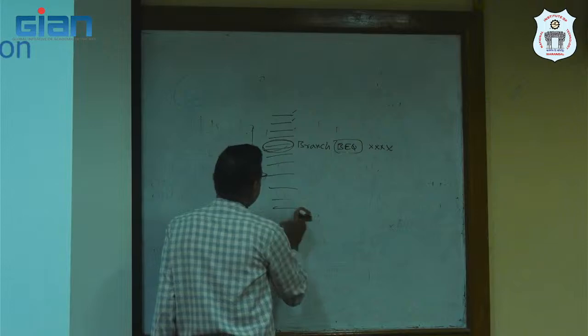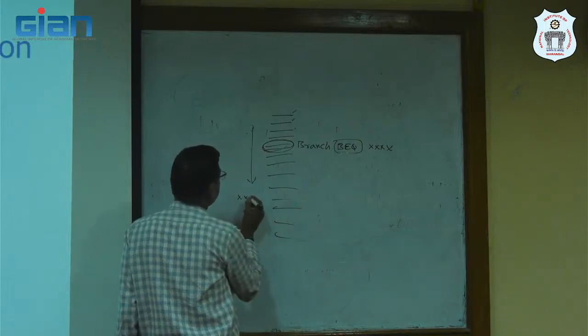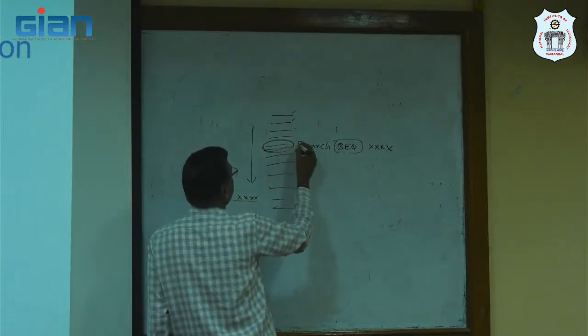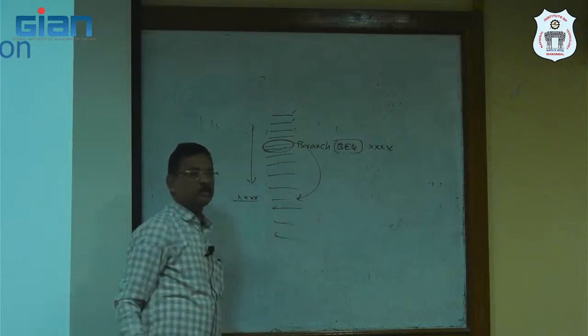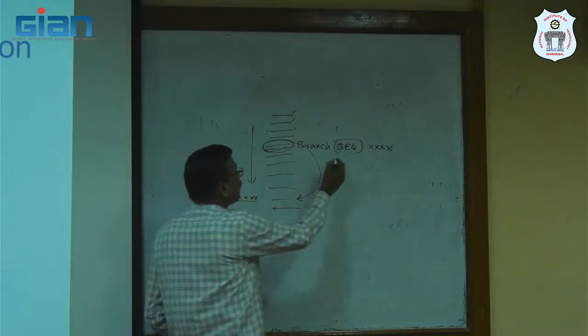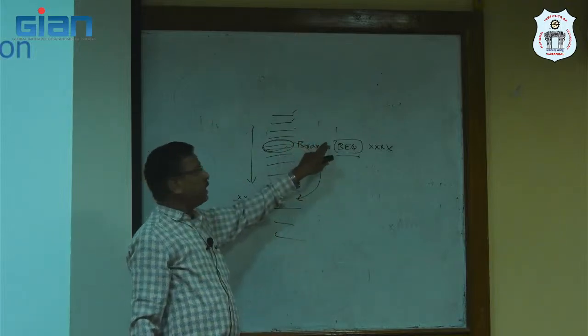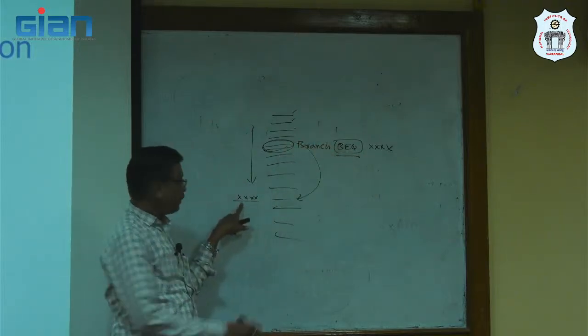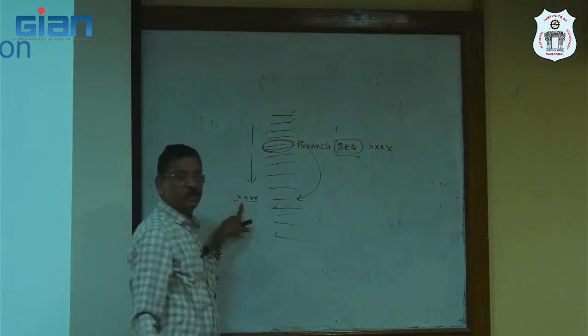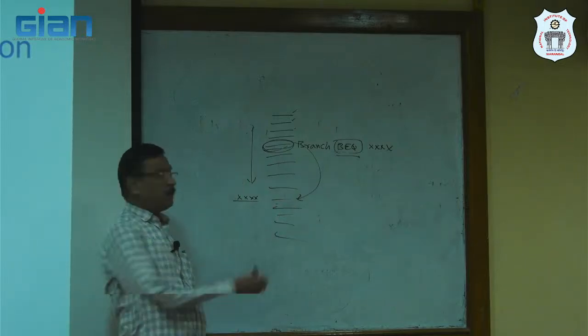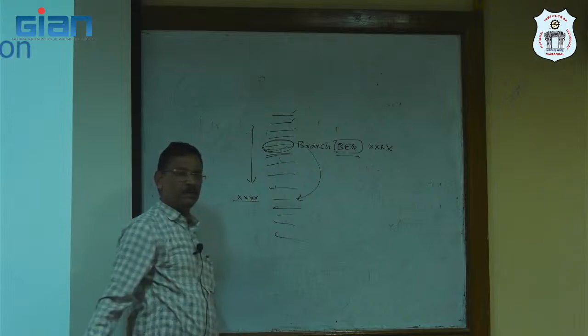Branch on equal, so that address may be here. It will branch to this place. If the two register values you are comparing are equal, it will jump to this address and execute this code. If they are not equal, it will continue with these instructions only.